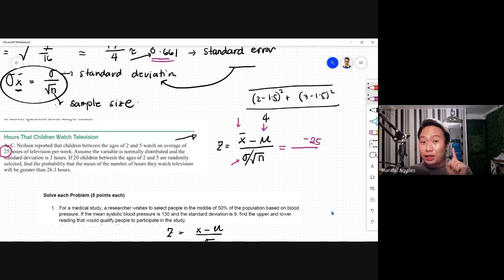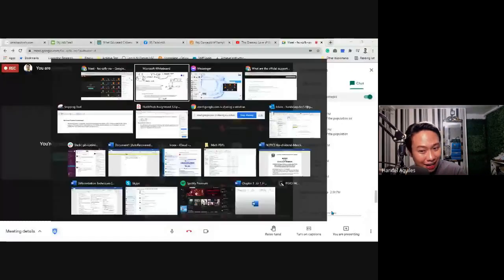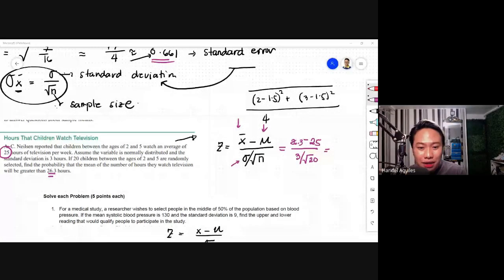The sample mean is 26.3 hours. If I pick 20 children, I will look for the probability that their mean number of hours is greater than 26.3. So 26.3 is my sample mean. Got it? And then my standard deviation is 3 over the square root of 20. And that is equal to, what is it?